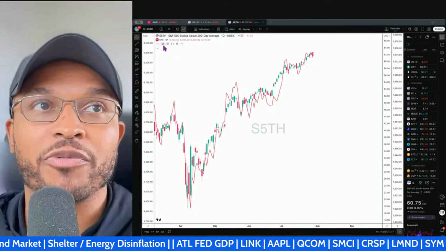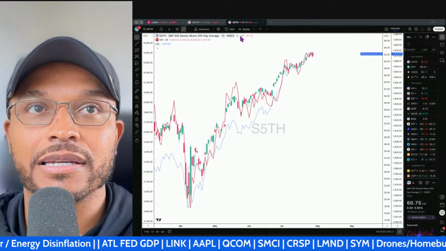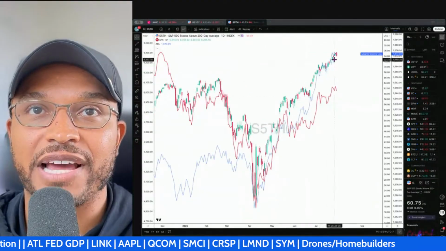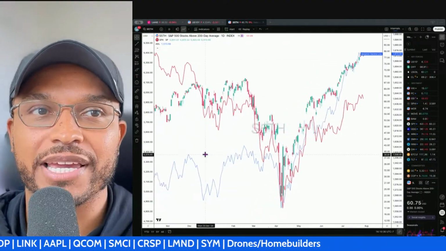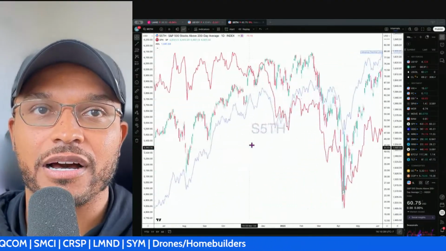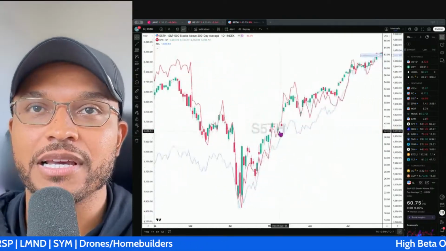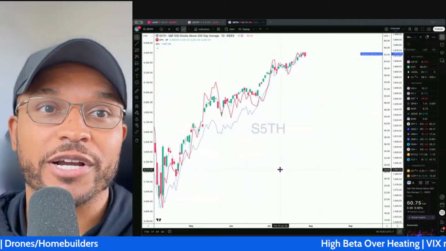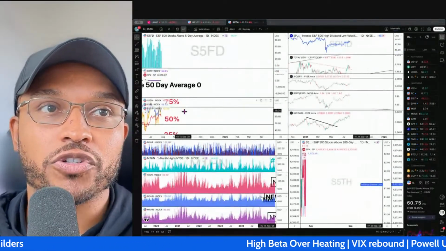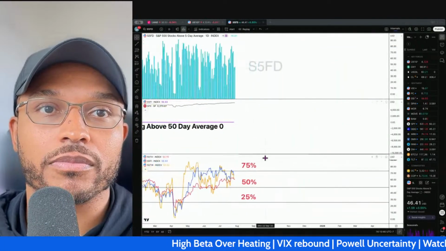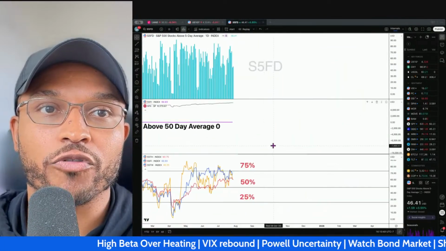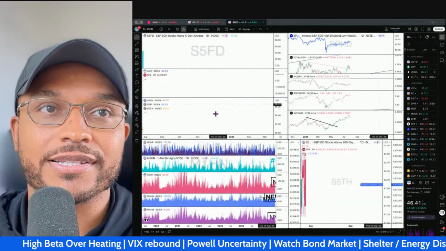Breadth. We have the advanced decline line, and that's the amount of stocks advancing versus declining. We saw the same thing back here. You had bearish divergence. We're not going to get too deep into what that means, but the point is we're still very bullish, okay?